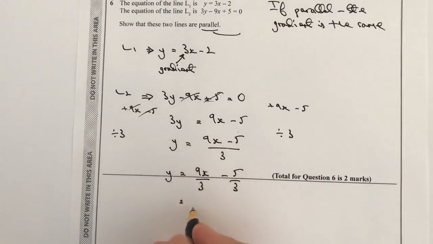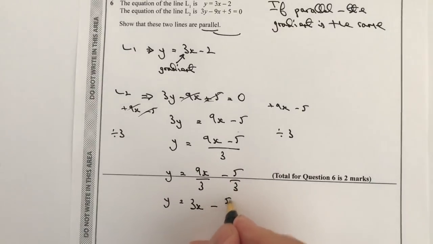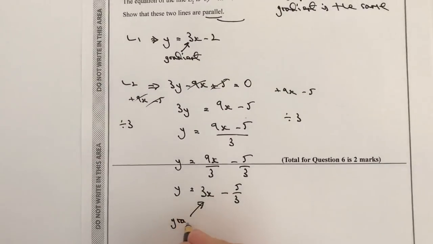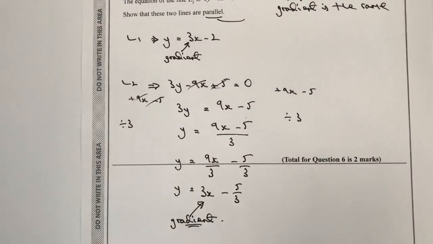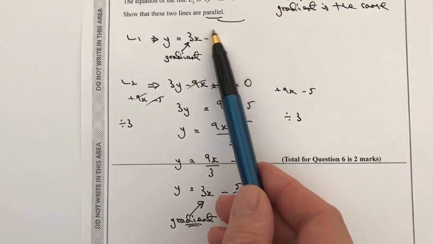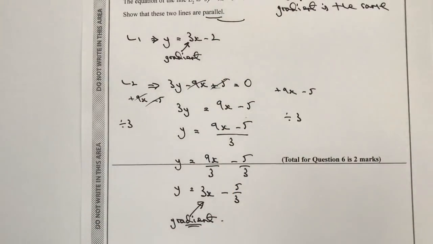So 9 divided by 3 is 3x, y equals 3x, and 5 divided by 3, I'm just going to leave as 5 over 3, which is absolutely fine. If you want, you could change that, but it's perfectly reasonable as it stands at the moment. So what we're saying is that the gradient of L2 is also 3, in which case both lines must be parallel. It doesn't really matter where they intersect the y-axis. This is the y-axis intercept. It's just showing that those 2 lines are parallel.